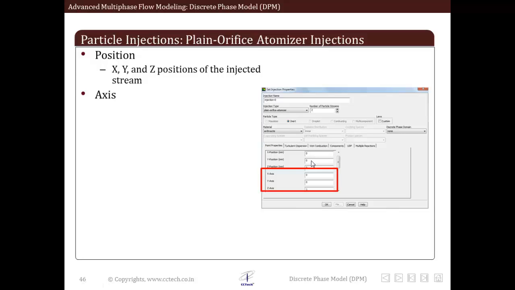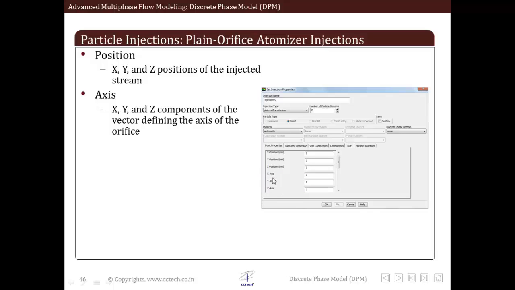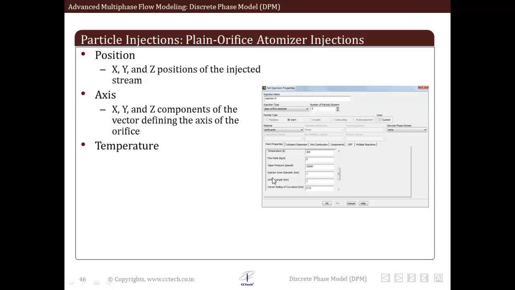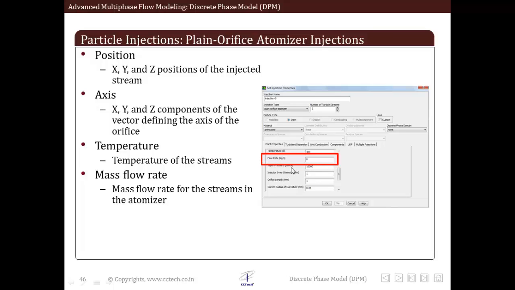Next is the axis. Again, we give the x, y, z components of the vector defining the axis of the orifice. Next input is temperature, which is the temperature of the streams, that is the particle streams. Again, next input is mass flow rate. This is the mass flow rate of the streams coming out of the atomizer.